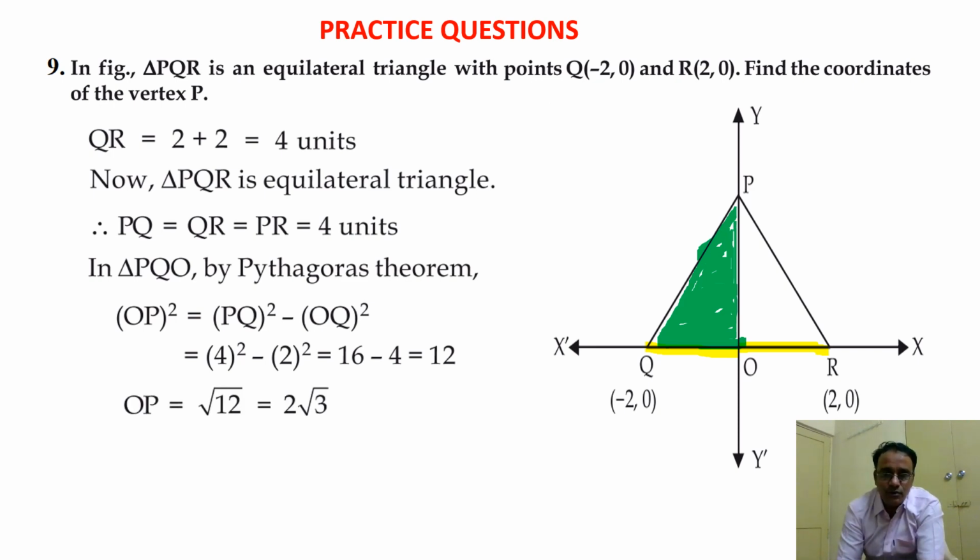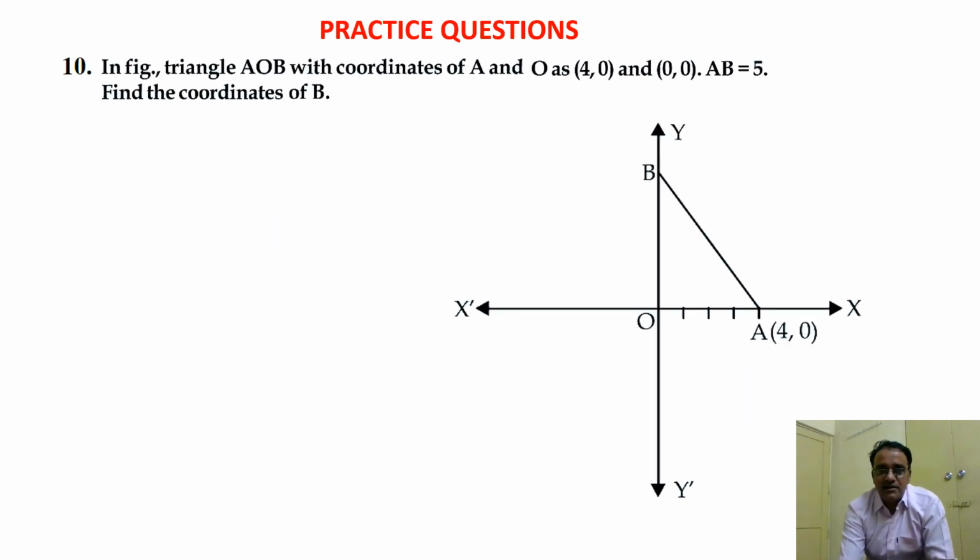रूट 12 टू रूट 3 होगा, ठीक है. It may be minus also, बट क्योंकि वो ऊपर साइड में है इसलिए पॉजिटिव वैल्यू होगा. So the value of OP is 2 root 3. So the coordinate of point P is (0, 2 root 3). तो ये हो गया 9th क्वेश्चन. Now we are moving towards the last question of today's session, that number 10.